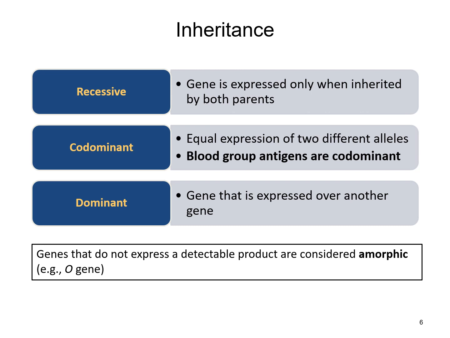Now, if we talk about a gene being dominant, then that just means that that gene is going to be expressed over the other gene. So this is where we get that AO expresses as a type A.